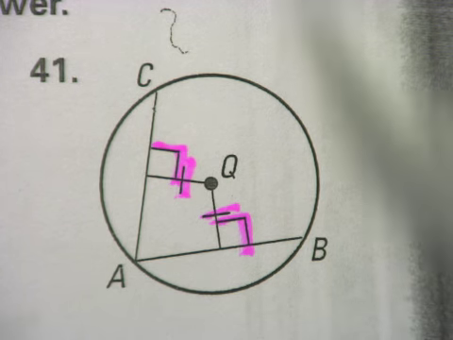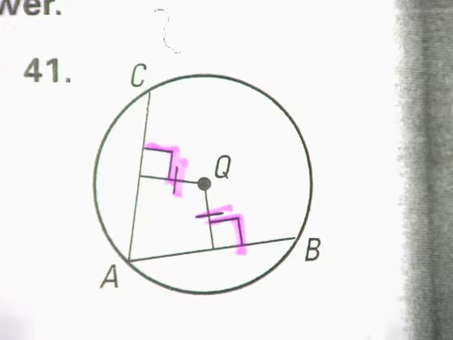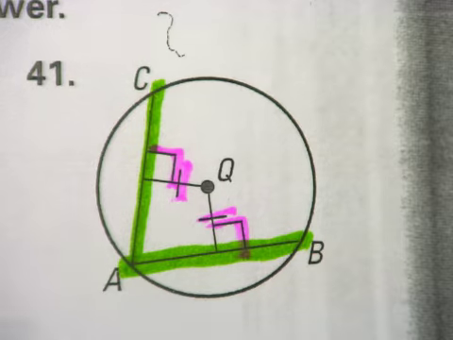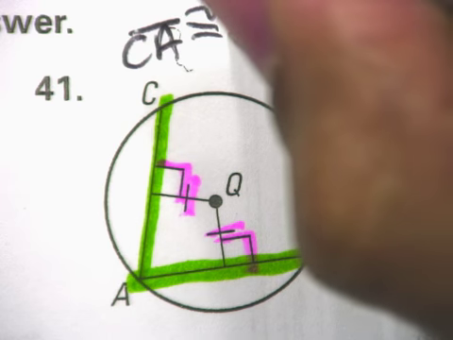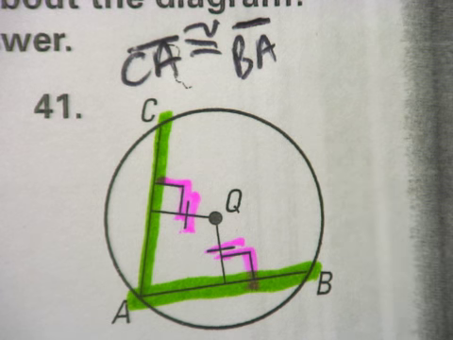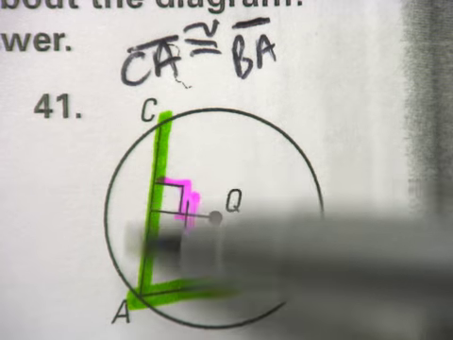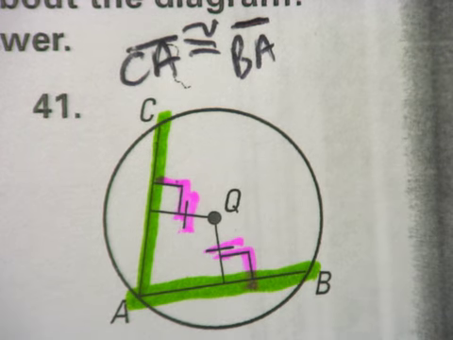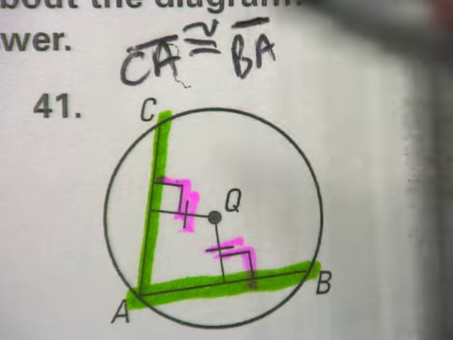So what does that tell me? That tells me that these two chords are the exact same distance from the center of the circle. And if they are the exact same distance from the center of the circle, then I know that they are also going to be what? Congruent. So then I know that chord CA and chord BA are going to be congruent. So I can say that CA is congruent to BA. What else do I know? What else can I infer from this diagram? Well, I also know that CA is perpendicular with this line here.